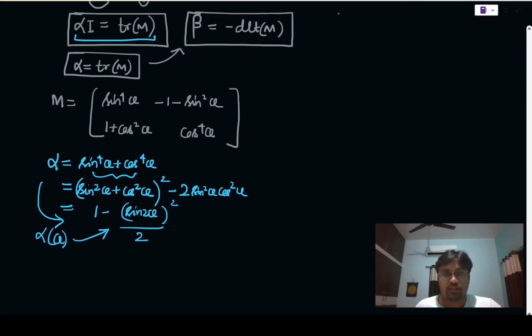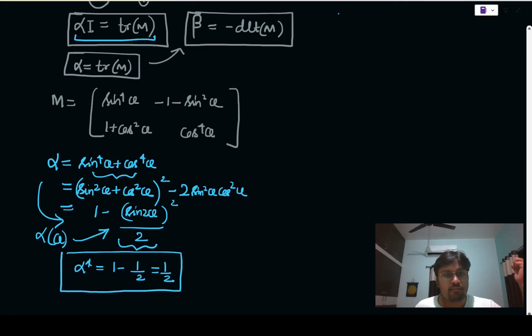In order to minimize something, this negative part has to be maximized. In other words, sine 2 theta has to be maximized. The maximum value of sine 2 theta is 1, so just plug in 1 here. So alpha star is 1 minus 1 upon 2, which is half. This is the first part that we get.